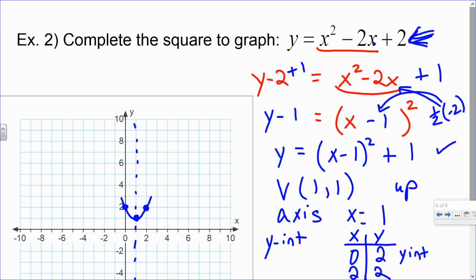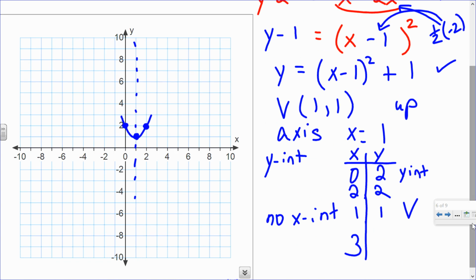Squared plus 1. So we know we have the point 3, 5. Symmetric point, 1, 2, 1, 2, -1, 5. And there's our parabola.